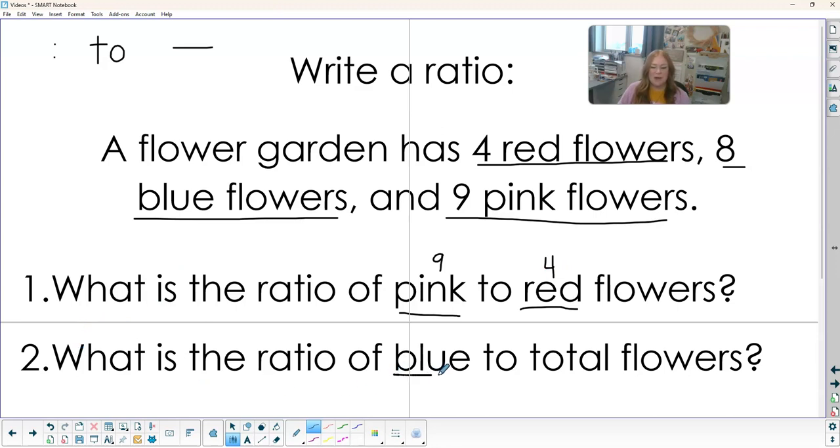What is the ratio of blue? So if we look, blue has 8. And then the total, so we need to put those all together. So to find the total, we take the red and the blue and the pink, and we add those together to get the total. So the total is putting them all together. So this one's going to be blue, and then the answer to that addition problem. Blue, then total, write your ratio all 3 ways.